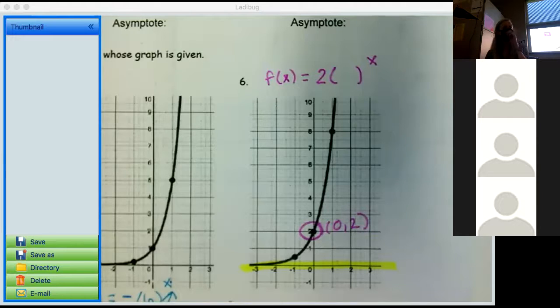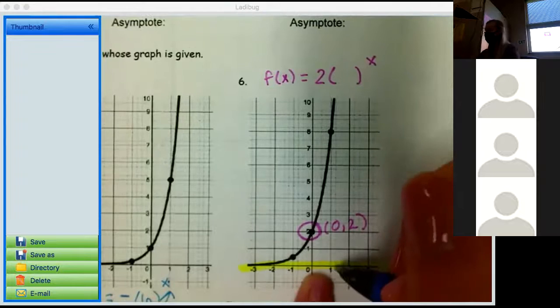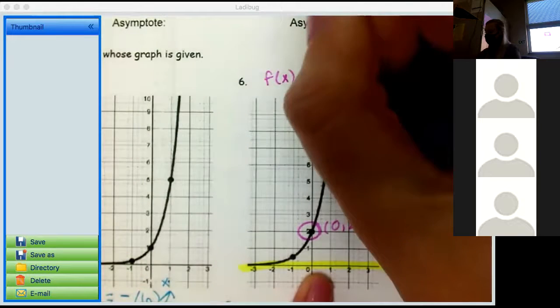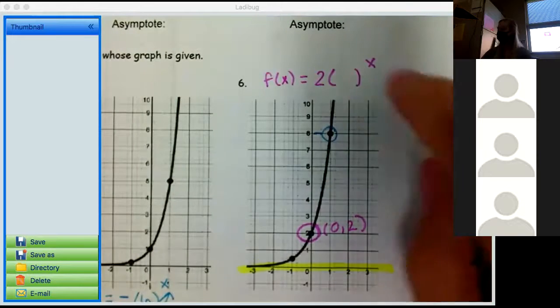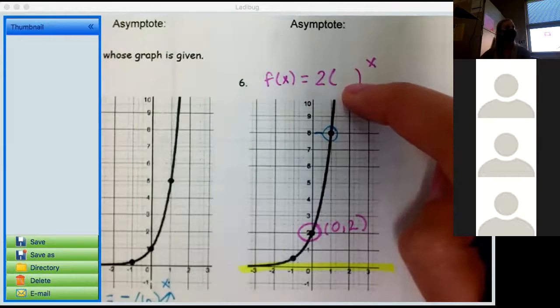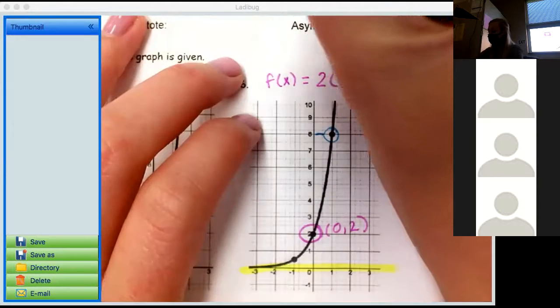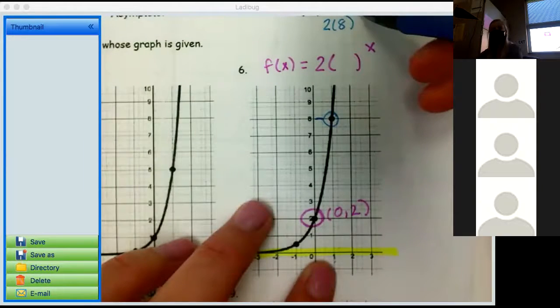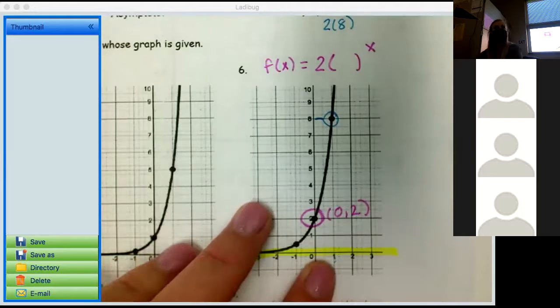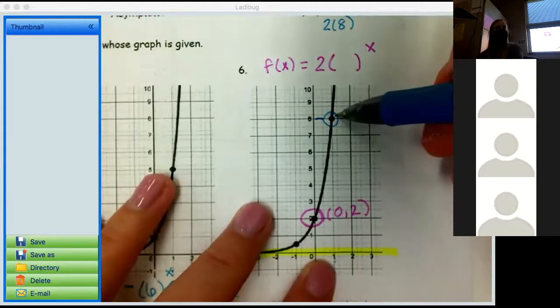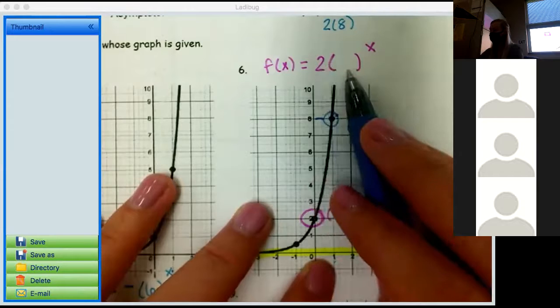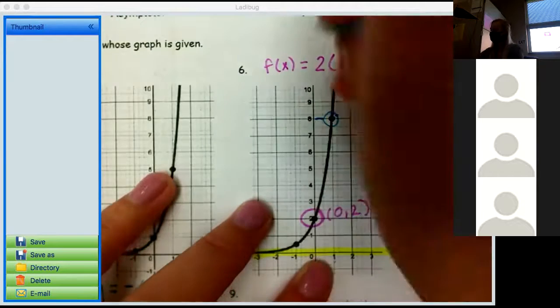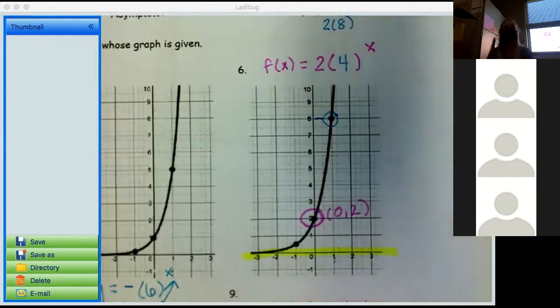All right. How do you find the base? Very good, Chloe. So go over to your next critical point. Start at your asymptote. It goes up 8. Now, if you put 8 in here, that's not correct. Because check yourself. Look at this. When you put in 1 as the x, 8 to the first is 8 times 2 makes what? This point isn't at 16, it's at 8. So look, 2 times what will give us that 8? Good. So your base here is 4.